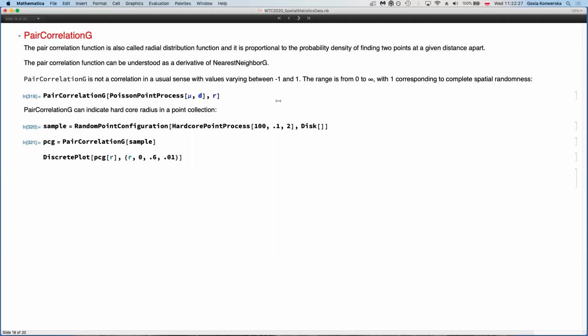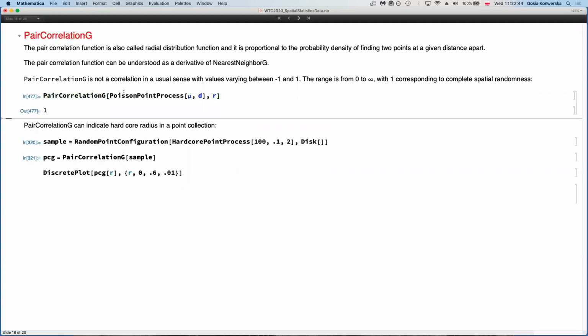And despite the name, pair correlation g is not a correlation in the usual sense, with values varying between -1 and 1. The range is from 0 to infinity, and 1 is the value corresponding to complete spatial randomness. So this is as expected. The pair correlation g on a Poisson point process is always 1. It's independent of any parameter here: point density, dimension, or radius.